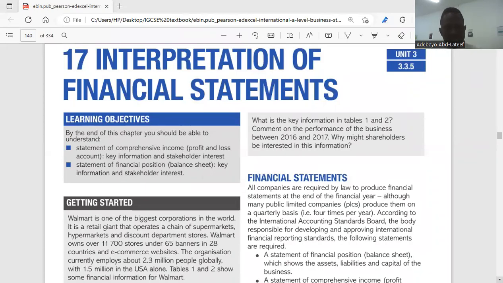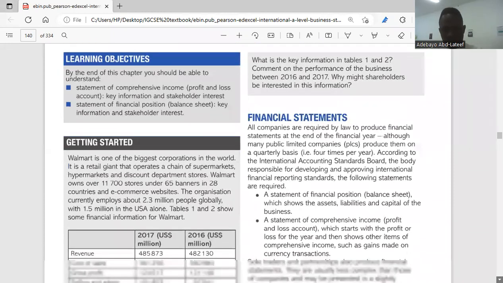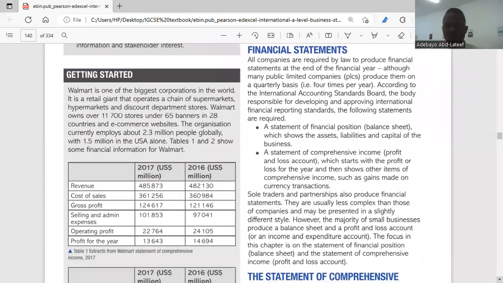Go to chapter 17, interpretation of financial statements. So we're talking about financial statements, the statement of financial position and the statement of comprehensive income. It's required by law, and according to the international accounting standards, every public limited company must provide a financial statement for their financial year. So let's go forward now.